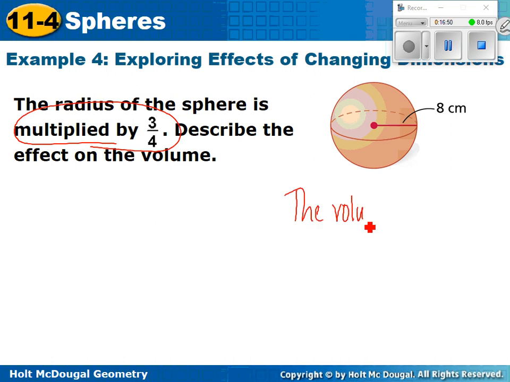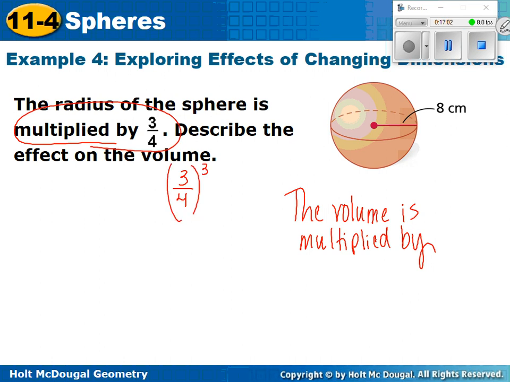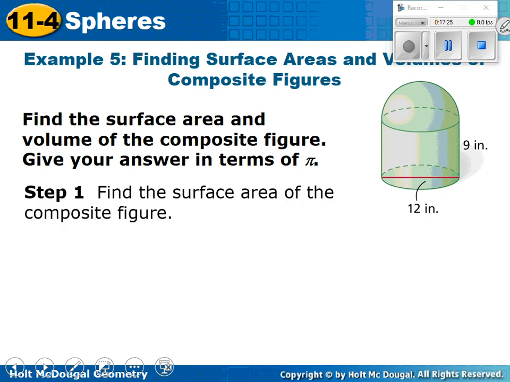The volume is multiplied by, very good. Make sure that you do cube that 3/4. And when you cube that, remember you can just cube the numerator and then cube the denominator separately. So 3 cubed is 27, and 4 cubed is 64. Good. So the volume is multiplied by 27/64. No work to show. There's your answer. Questions there? Okay.